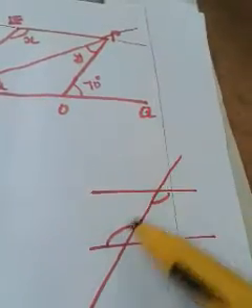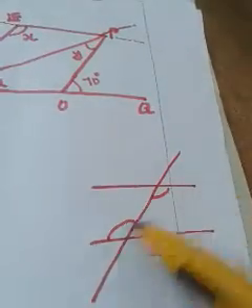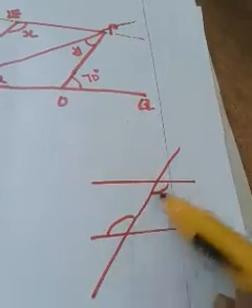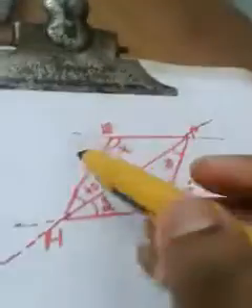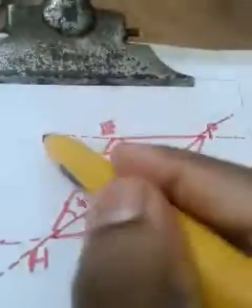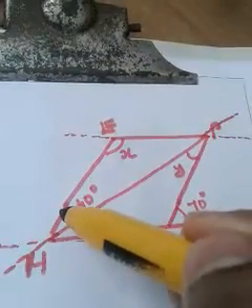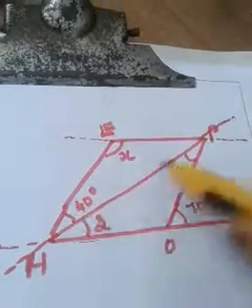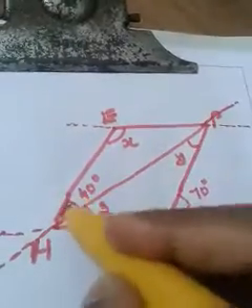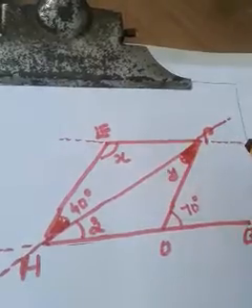Why? Because alternate interior angles should be equal. We already discussed this in a remark. If these two lines are parallel and you consider this line as a transversal, the alternate interior angles so formed should be equal. If you apply the same case here, this line and this line are parallel and this is a transversal, so the alternate interior angles formed are this angle and this angle. That means if this is 40 degrees, this also should be 40 degrees.